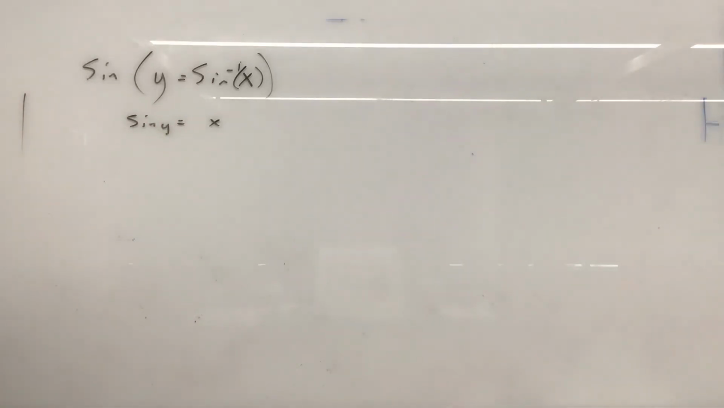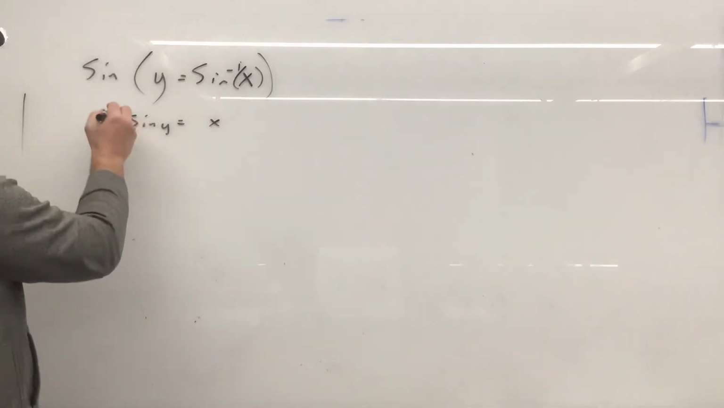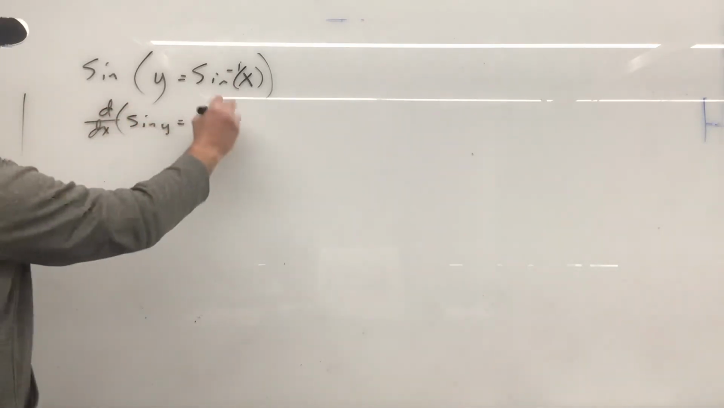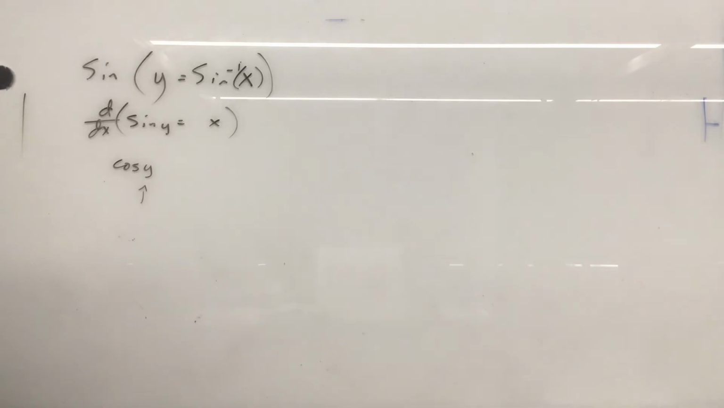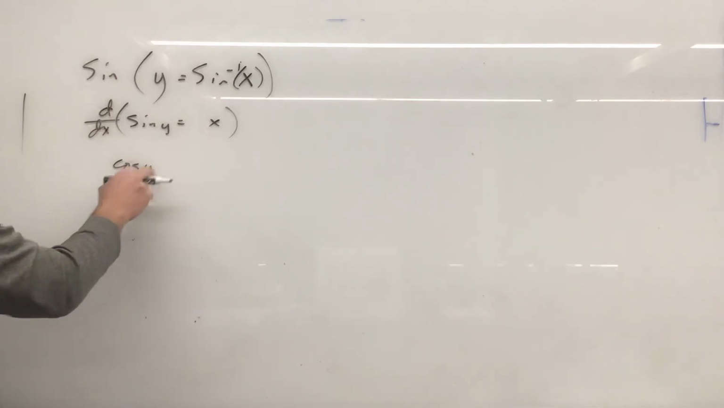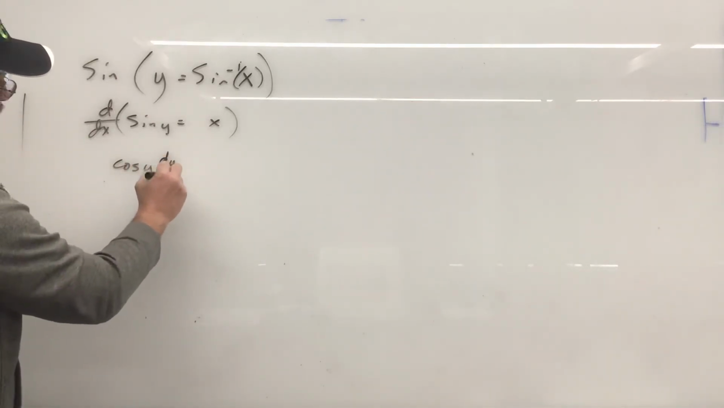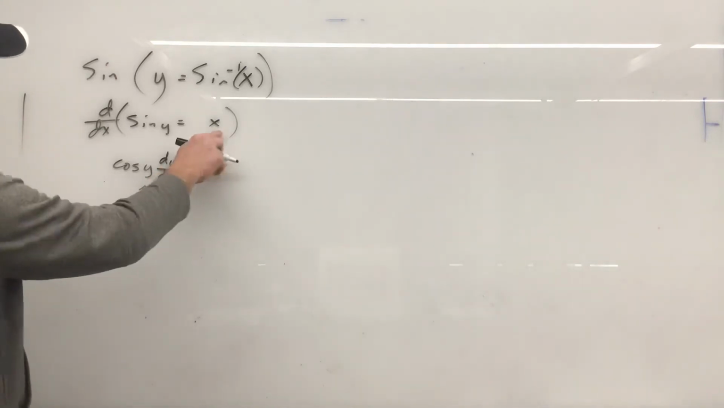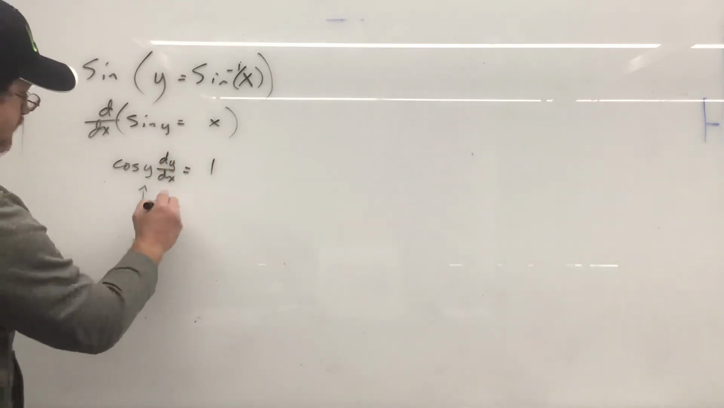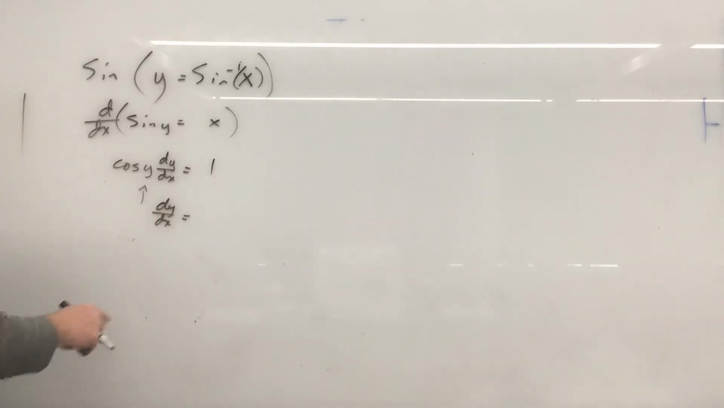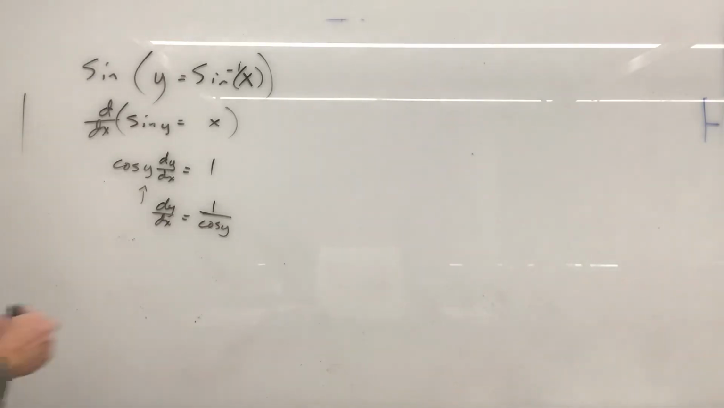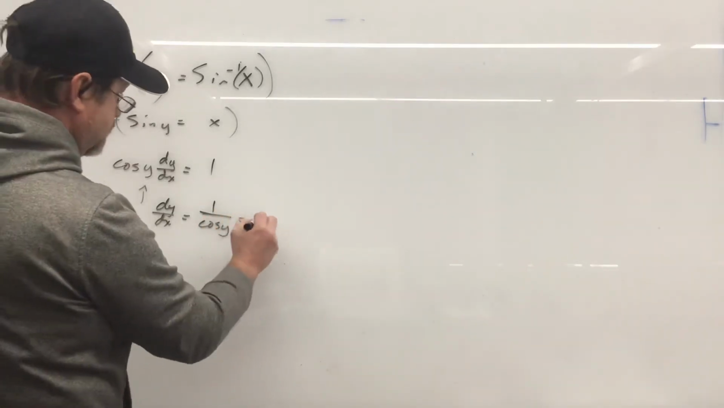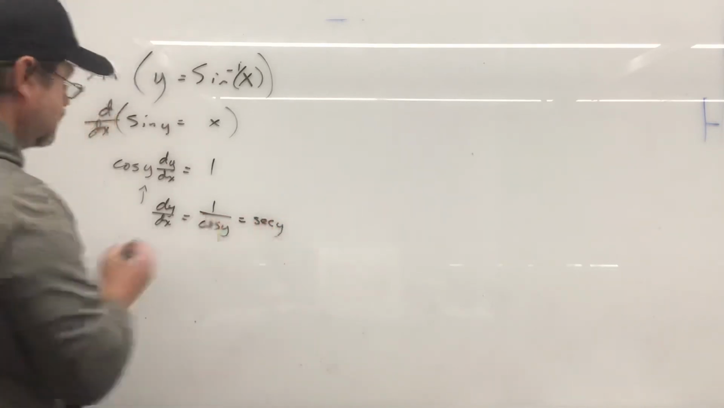How do I deal with taking a derivative of this? Well, the derivative with respect to x of this whole thing, derivative of sine is cosine. But I have to be careful here because it's not cosine of x, it's cosine of y. And since we don't know enough about y, we have to say, okay, cosine of y times the derivative of y with respect to x. That's just chain rule. The derivative of x with respect to x is just 1. So then I look at this and I say, well, dy dx is equal to 1 over cosine. And 1 over cosine, well, that's also known as secant, right?